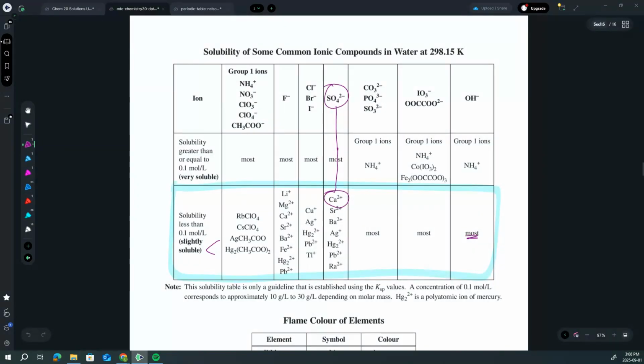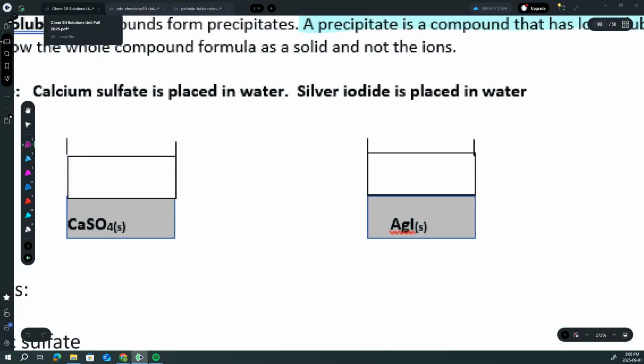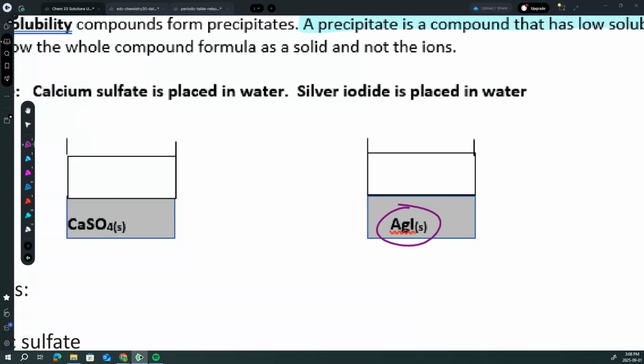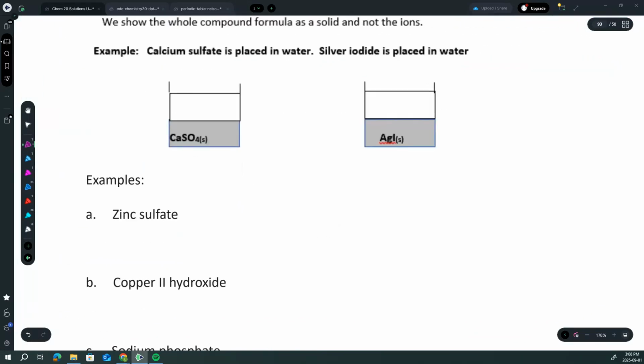Okay, so let's get rid of this. So iodide, we find that here. Most things are soluble, but let's just check our list of exceptions, and we find silver right there. Therefore, we call it insoluble, we keep it together, and we put the state as solid.